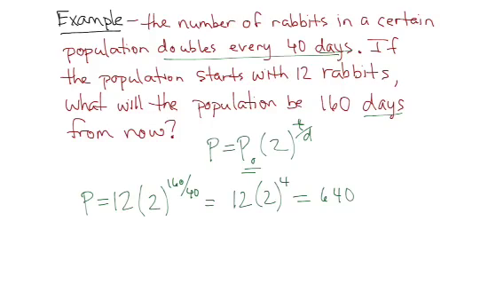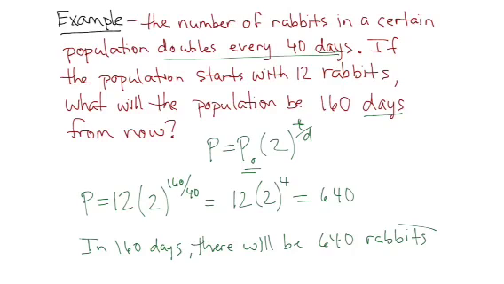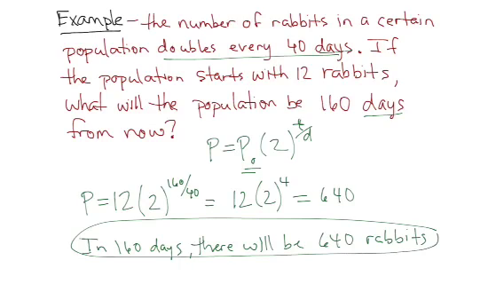But it's a word problem, so we need to answer it with not just numbers, but words. So that means in 160 days, there will be 640. Whoa. Think about that for a second. 160 days, that's less than half a year. So in about 5 or 6 months, we're going to go from having 12 rabbits to 640 rabbits. If, again, they are allowed to double their population without anything getting rid of the population.